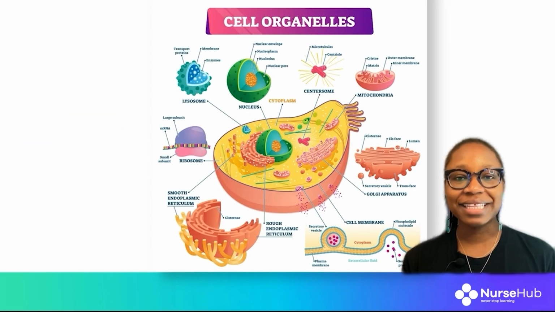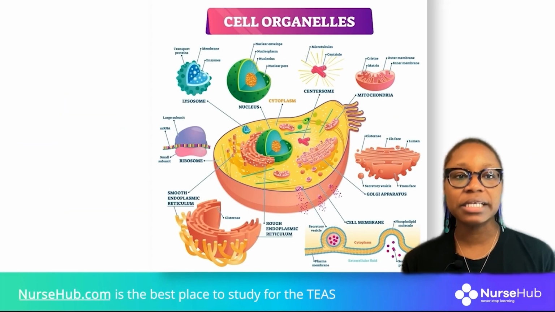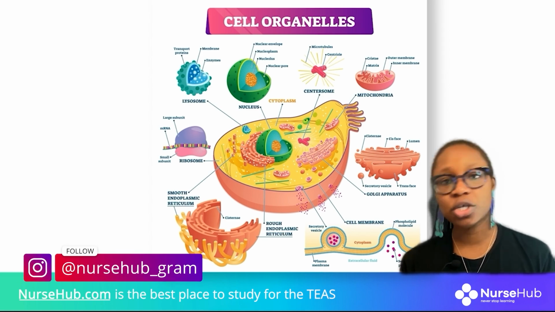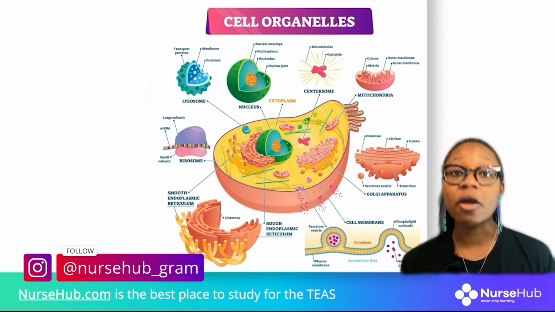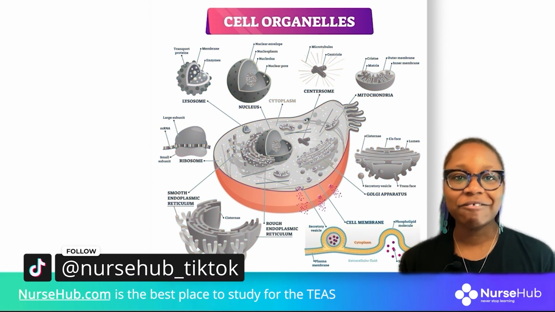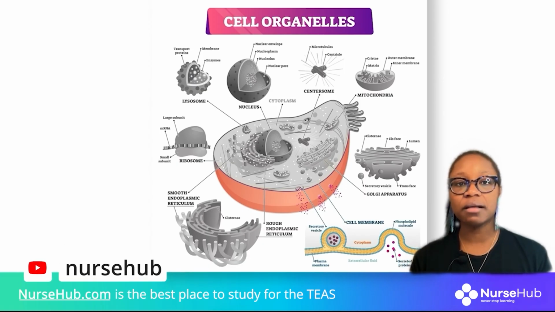Hey guys, all right, the next part of the cell that we're going to focus on is the cell membrane. It's also known as the plasma membrane. Those terms will be used interchangeably, so be on the lookout. The cell membrane is a thin, flexible barrier that surrounds and encloses the contents of a cell.